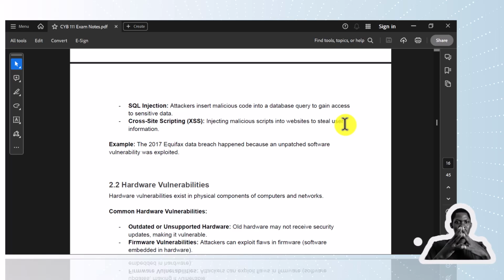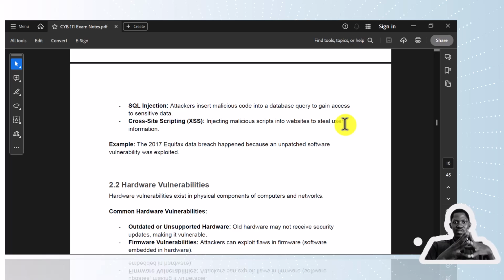Now, with SQL injection vulnerabilities, attackers can insert malicious code into a database query. The database query is what we are using to talk to the database, like, okay, give me this particular information, or store this particular information, or I want to modify this particular information, right? Or I want to even delete this particular information. So attackers can now insert malicious code into that database query to gain access to sensitive data.